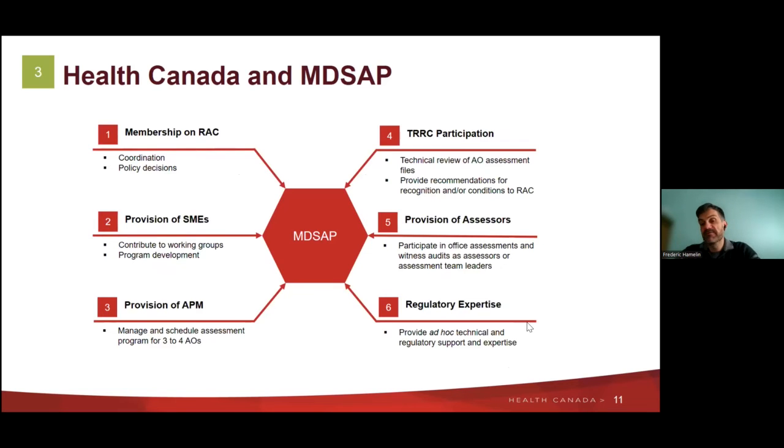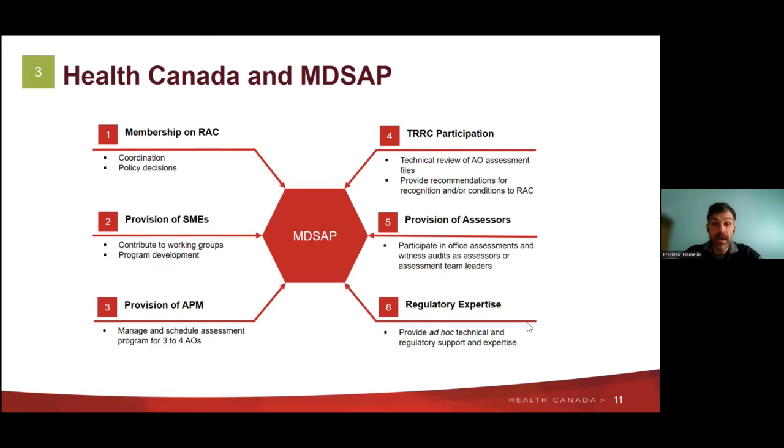So how does Health Canada fit into and participate in this? First off, we have membership on the RAC. The RAC is the Regulatory Authority Council. This is the coordination and policy group within the MDSAP consortium. For instance, my representatives on the RAC for Health Canada are the Director General of the Medical Devices Directorate and an individual from our international policy group. So these 2 people are responsible for the high-level deciding.